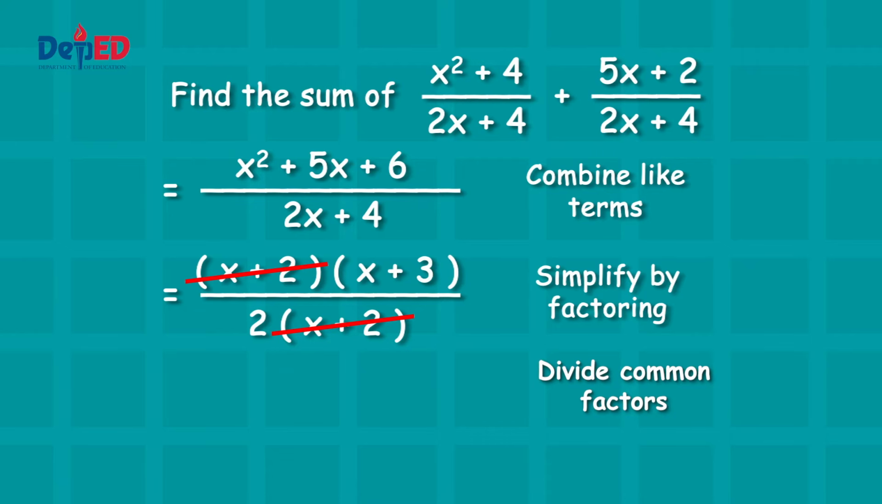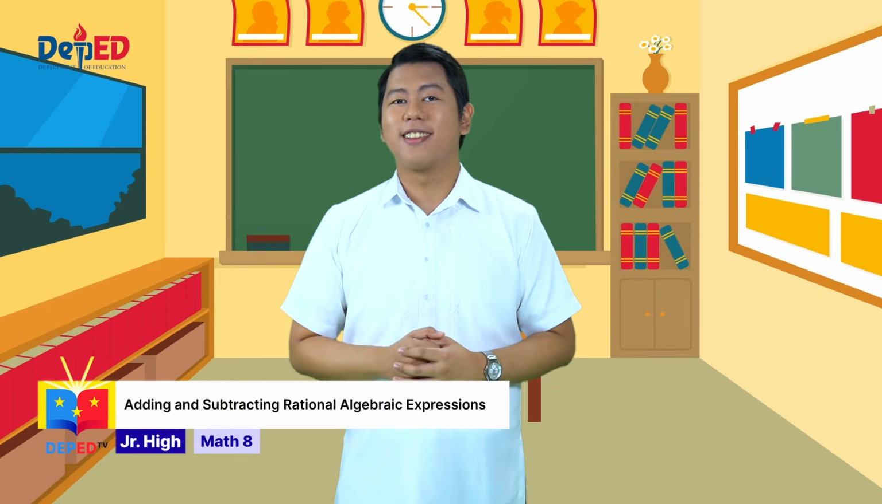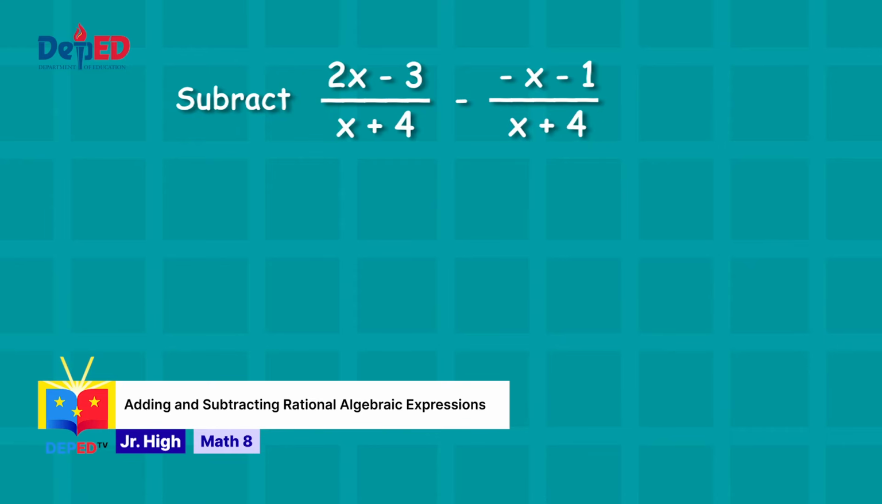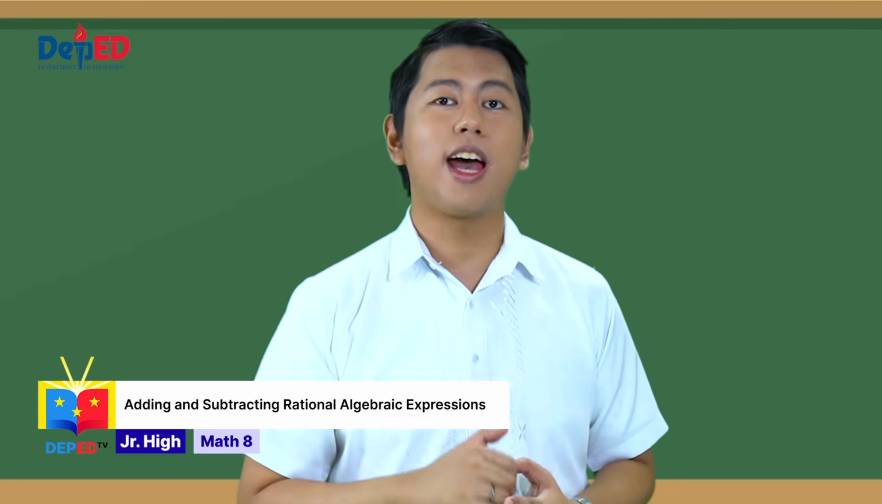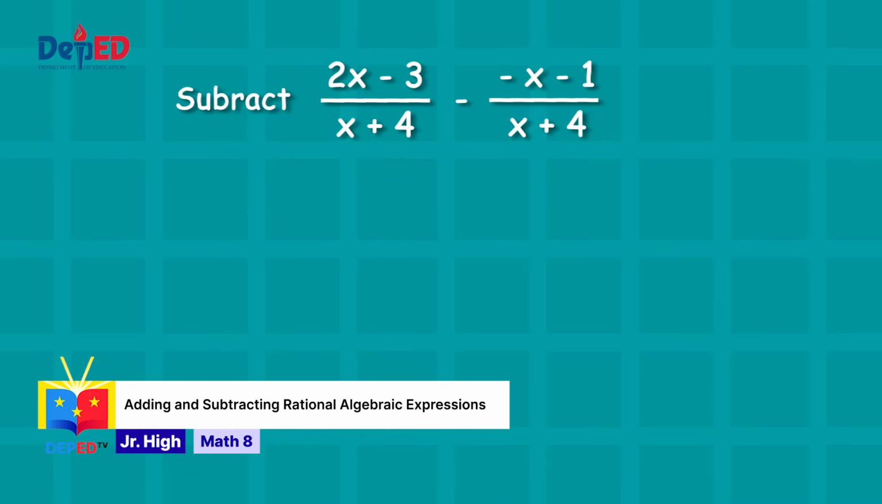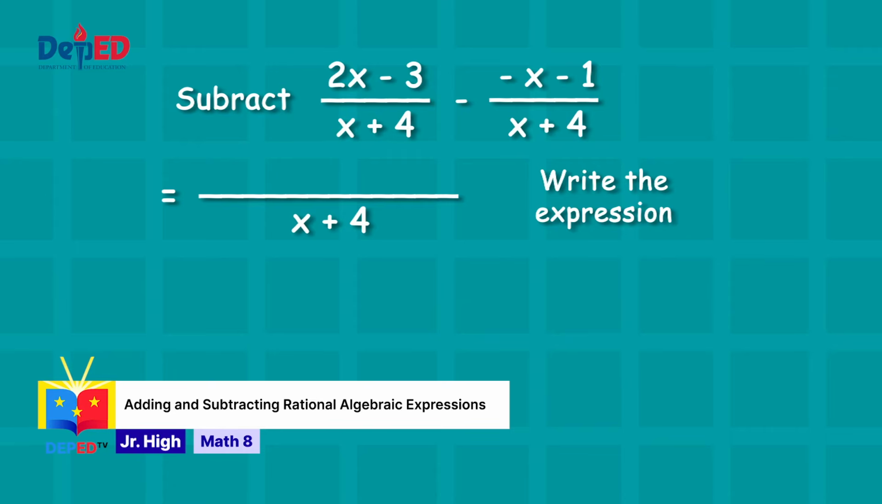So, the sum is given by the expression (x + 3)/2. Now, let us subtract: (2x - 3)/(x + 4) minus (-x - 1)/(x + 4). Again, since we have similar fractions here, the common denominator is x + 4. We can now write the subtraction as 2x - 3 minus the quantity (-x - 1).